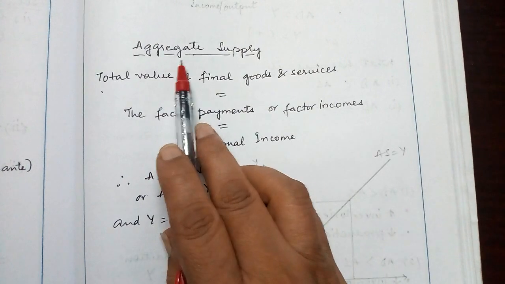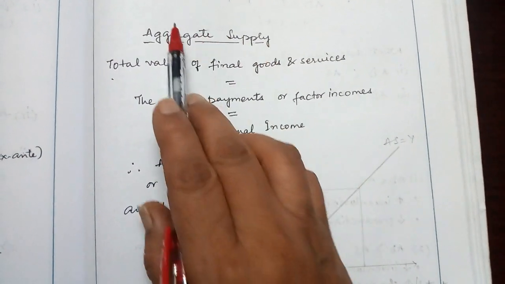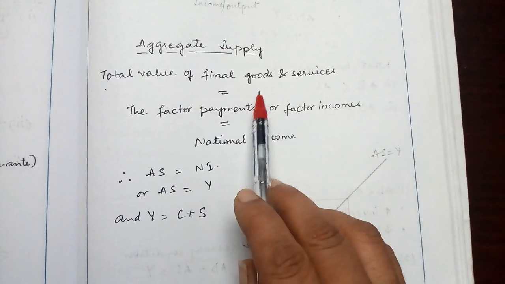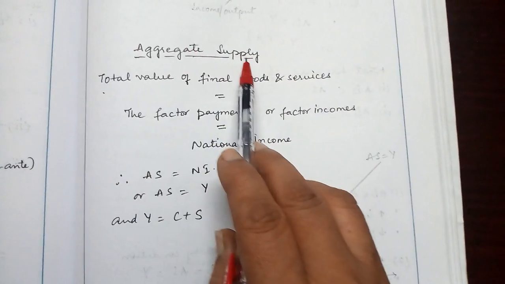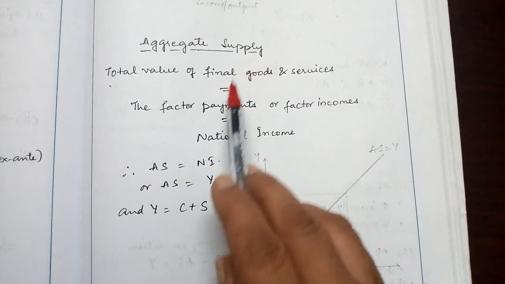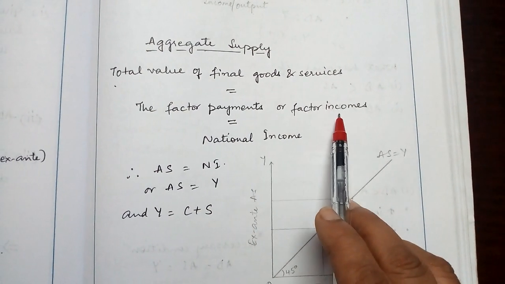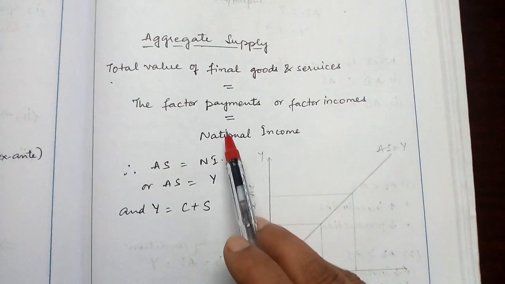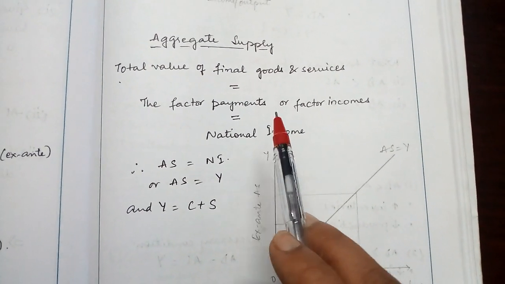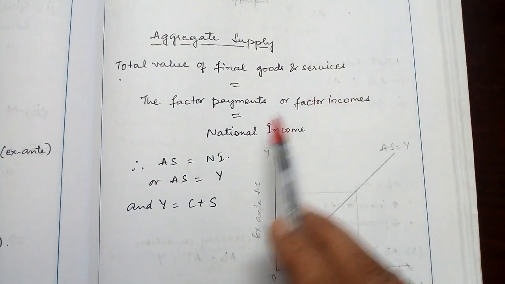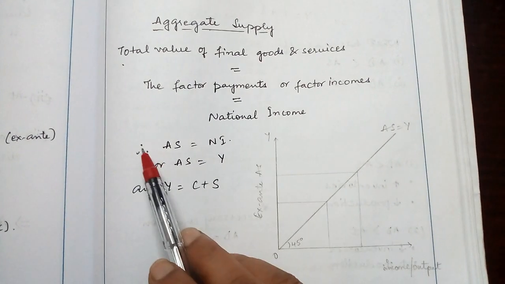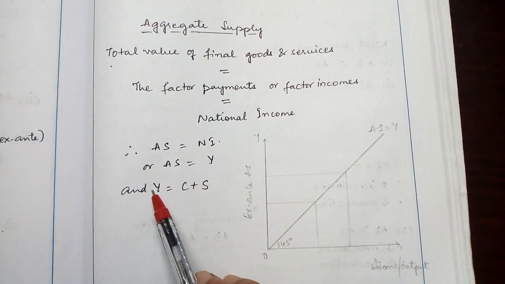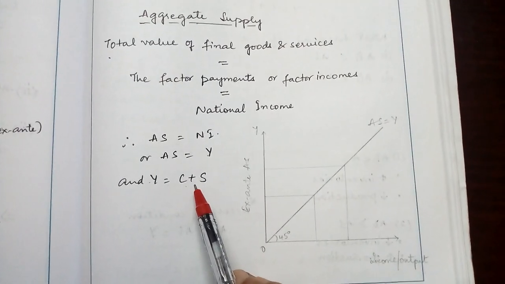Let's now try to understand what is aggregate supply. Aggregate meaning the total value. Total value of final goods and services is equal to aggregate supply. This aggregate supply is nothing but the factor payments or factor incomes earned by the households from the firms, which is nothing but national income. The sum of all the final goods and services will be equal to national income. Therefore, aggregate supply is equal to national income or Y, and we know income is equal to consumption plus savings.